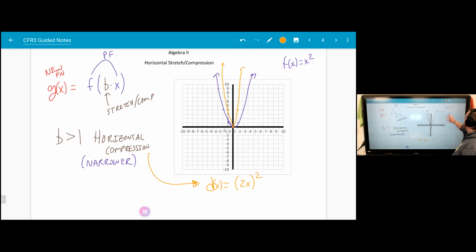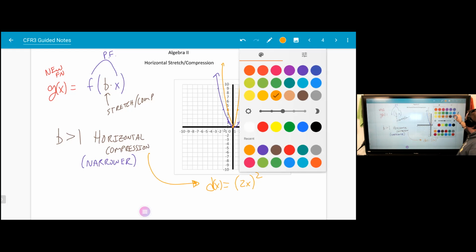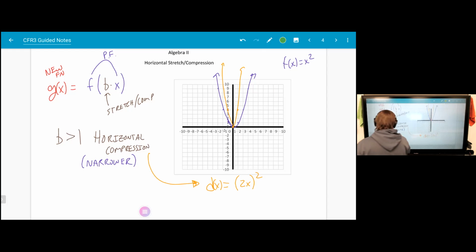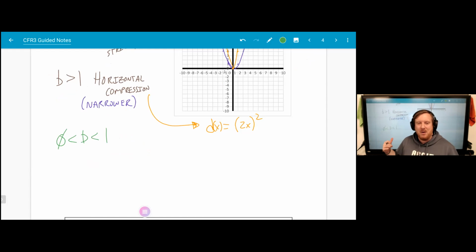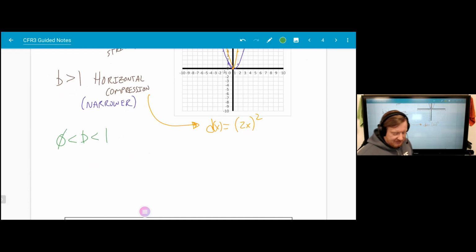I used some weird colors now. I apologize for that one. Let's go with this green. What if this b value is between 0 and 1? I'll tell you what happens with negative numbers pretty quick. Also b can't be 0, because if I'm multiplying by 0, the function kind of goes away. And if I'm multiplying by 1, we just have the base function. That's why it's 0 is less than b, which is less than 1, not or equal to in this case. So if I do that, this is going to be my horizontal stretch.